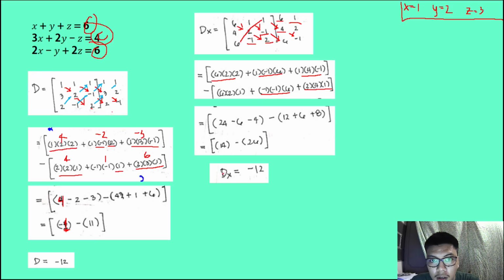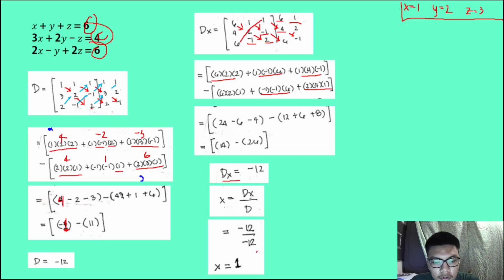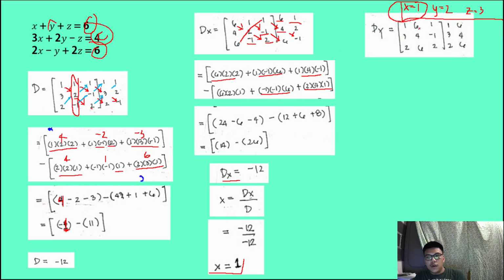So yun na ba yung ating x? So hindi pa, ano? To solve for x, we divide dx with the determinant, ano? So we have negative 12 over negative 12, that is equal to 1. So yun, nakuha na natin yung x. Nag-equal siya dun sa ating x. Now for dy, so papalitan natin ngayon to, ano? Yung coefficients nito with a constant matrix. So we have now 1, 6, 4, okay, 6, 4, 6 dito, ano?